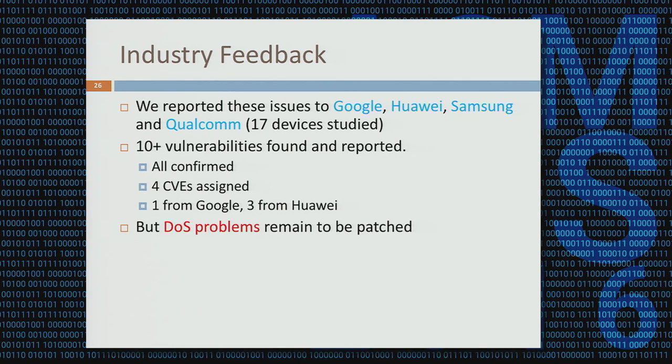We reported these issues to Google, Huawei, Samsung, and Qualcomm. We have reported many issues, and all the issues were confirmed by these companies. We have got 4 CVE numbers: 1 from Google and 3 from Huawei. Huawei also gave us a very quick response, and they have patched most of the issues.